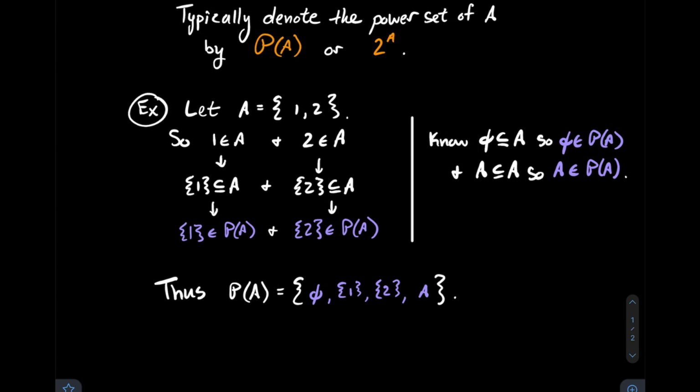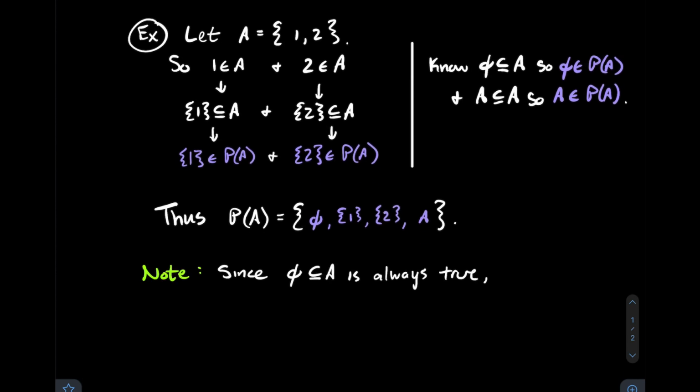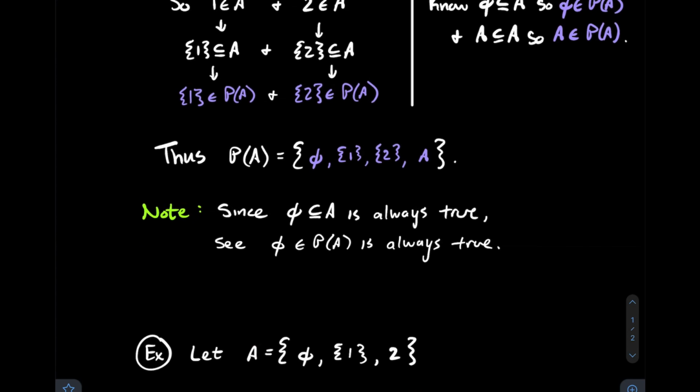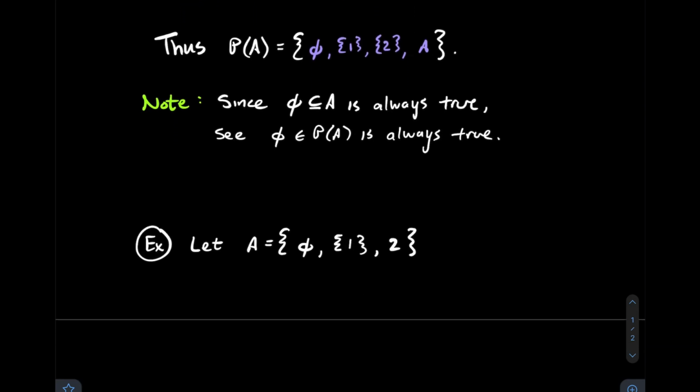Let's do a trickier example. Before we do that though, this just has to do with the fact that the empty set is always a subset of A, or maybe a better way to say that, the empty set is a subset of all sets A. An equivalent way to say that is that the empty set is an element of the power set of all sets A. All right, now let's do that tricky example that I've been building suspense for.